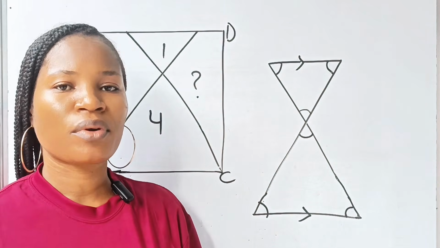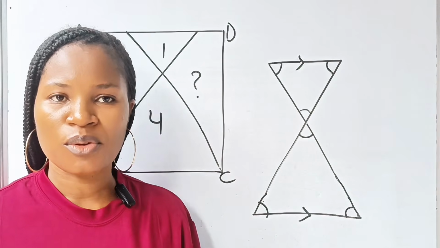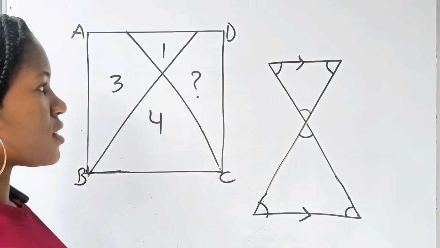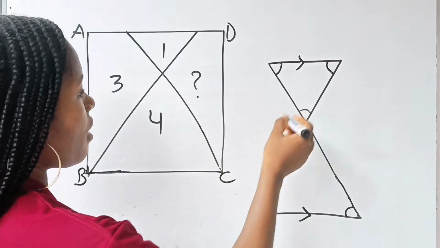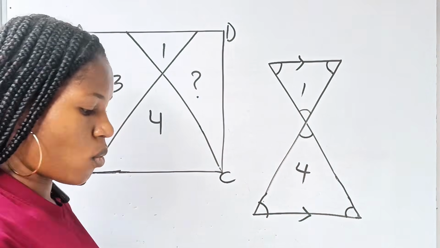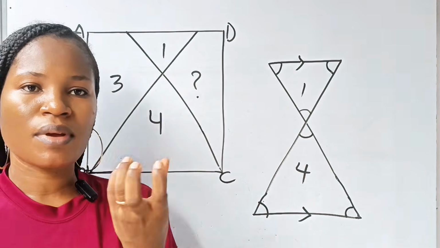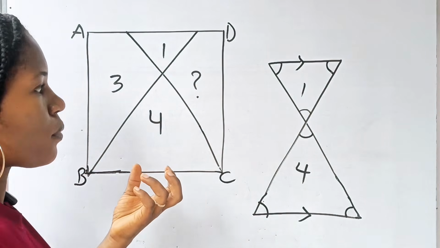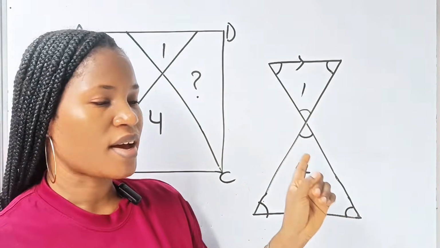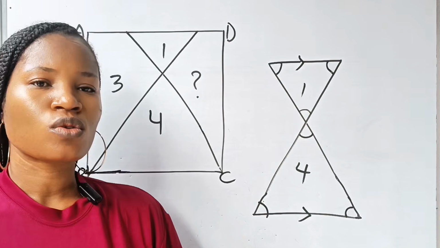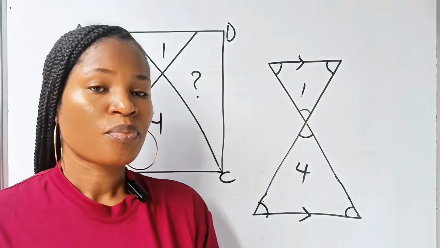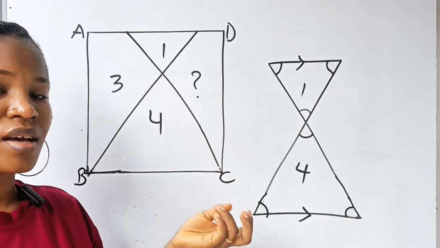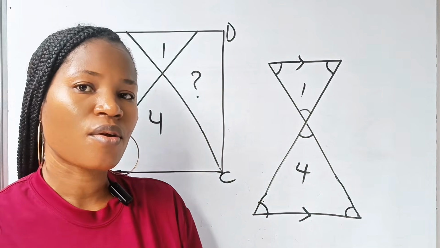Now, why are we bothered whether they are similar or not? Notice that the areas are given. So we have 1 and 4. Now, for similar triangles, the ratio of their sides is equal to what? The square root of their areas. The ratio of their sides equals the square root of their areas.